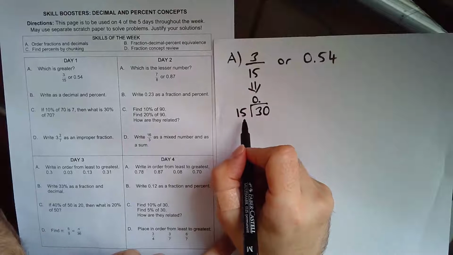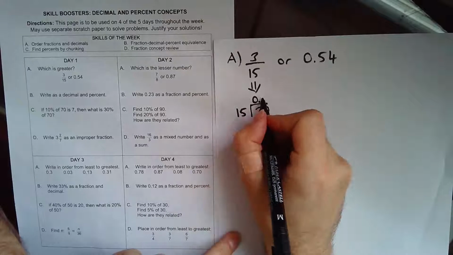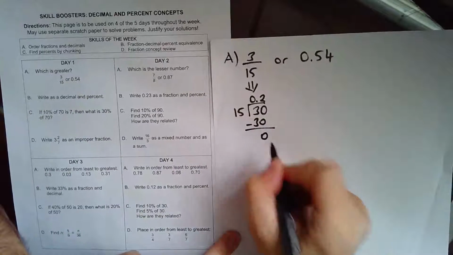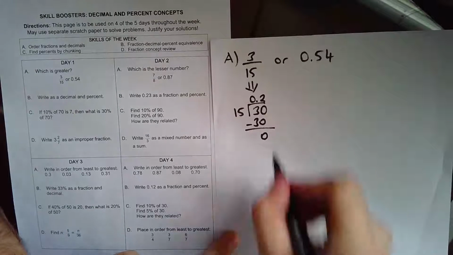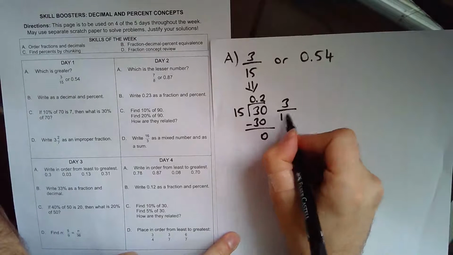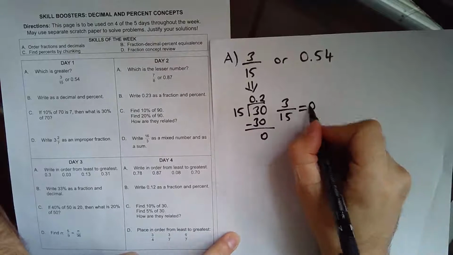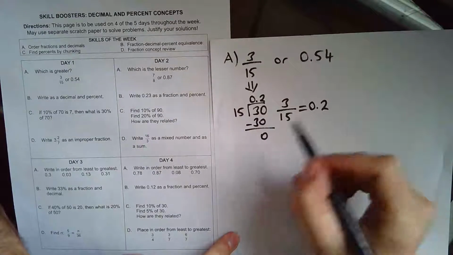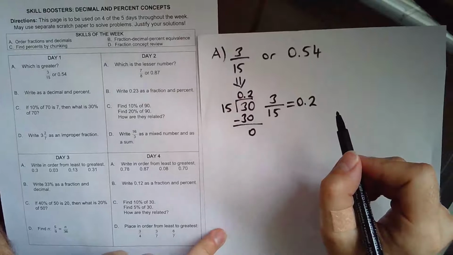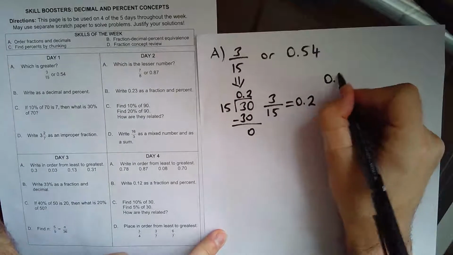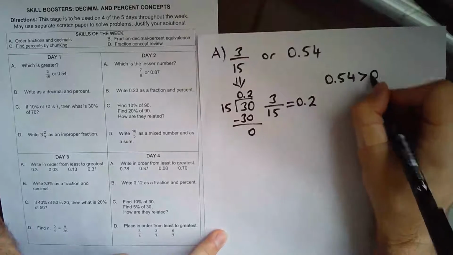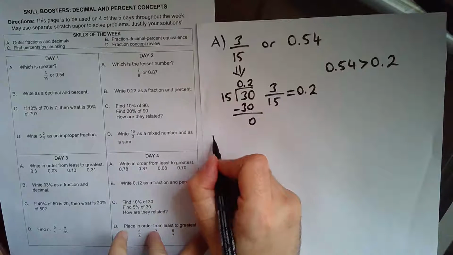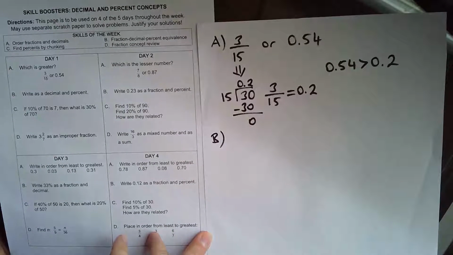So then ask the question again, how many 15 goes into 30? And as you know, 2 times. So 2 times 15 is 30, subtracted 0. So that means 3 over 15 equals 0.2 as decimal. And when we compare these two decimals, 0.54 and 0.2, 0.54 is much bigger than 0.2. Okay, so that's it.